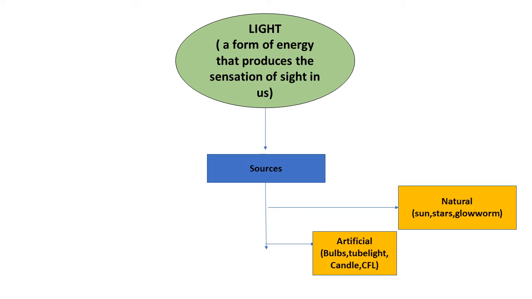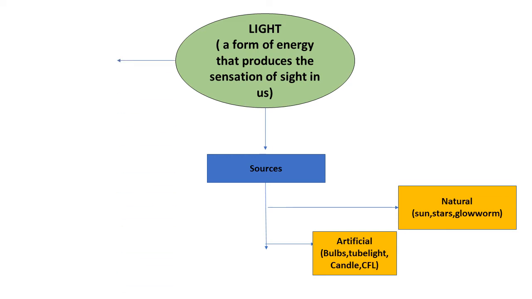Then we have artificial sources of light. The sources of light that are made by humans are called artificial or man-made sources of light. Some examples are LED bulbs, electric tube light, burning candle, torch.